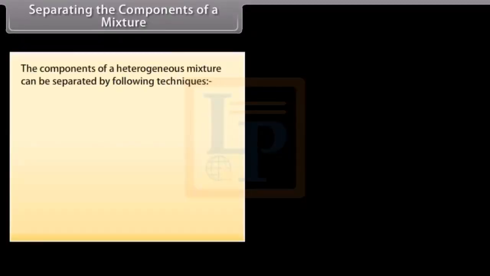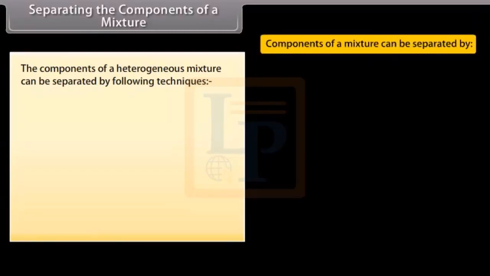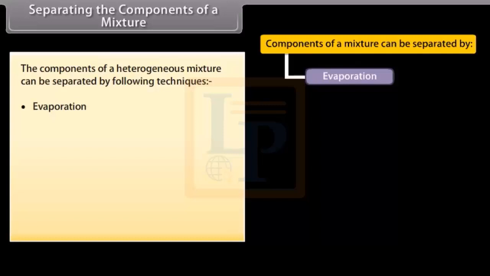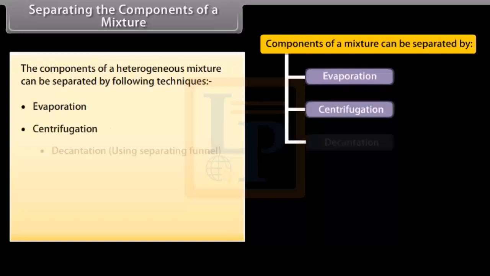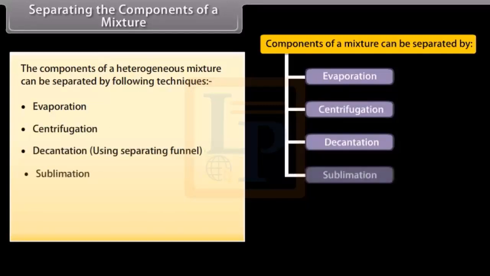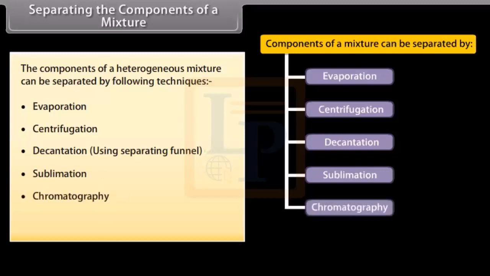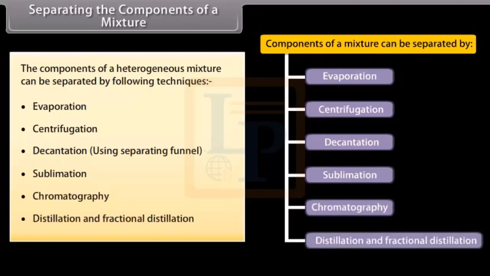Separating the components of a mixture. The components of a heterogeneous mixture can be separated by the following techniques: evaporation, centrifugation, decantation, sublimation, chromatography, distillation and fractional distillation.